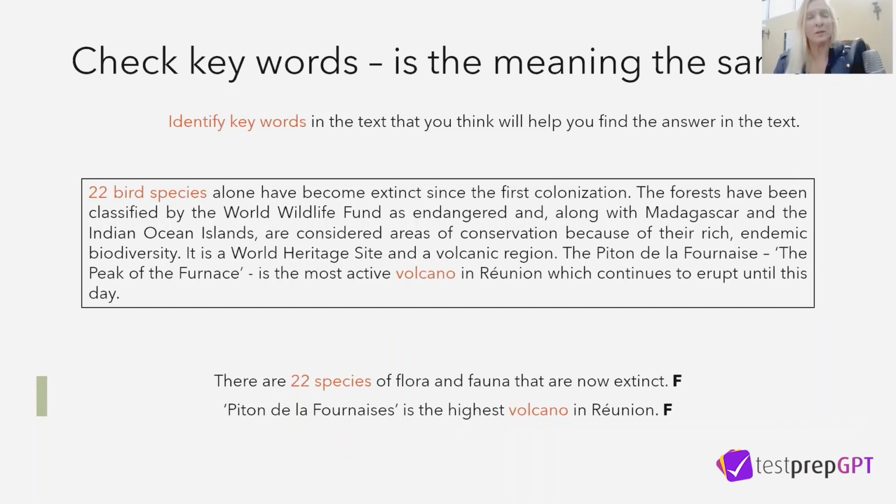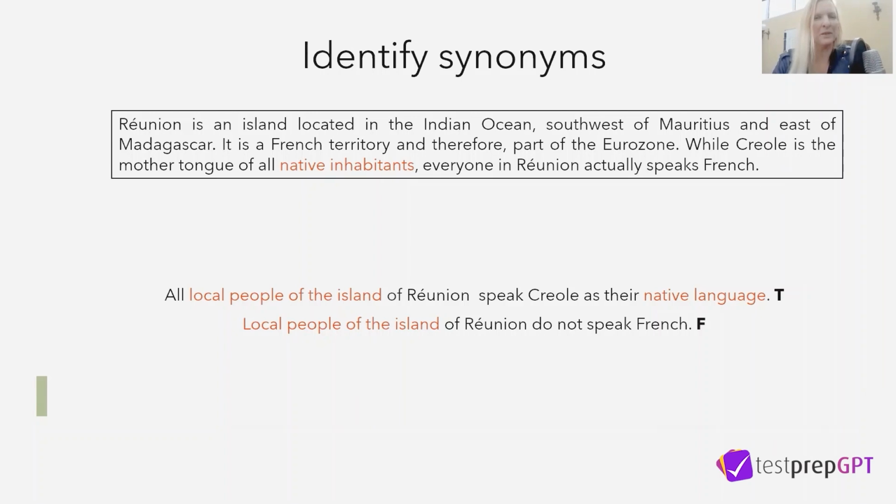So again, the key words are the same, but the meaning is different. So careful about key words. They may try to trick you, and it's not an accident. The writers of the exam have done that deliberately to test your understanding of meaning, your deeper understanding of the passage rather than just understanding the general ideas. So identify synonyms. Broaden your range of vocabulary so that you can understand different words that have the same meaning.